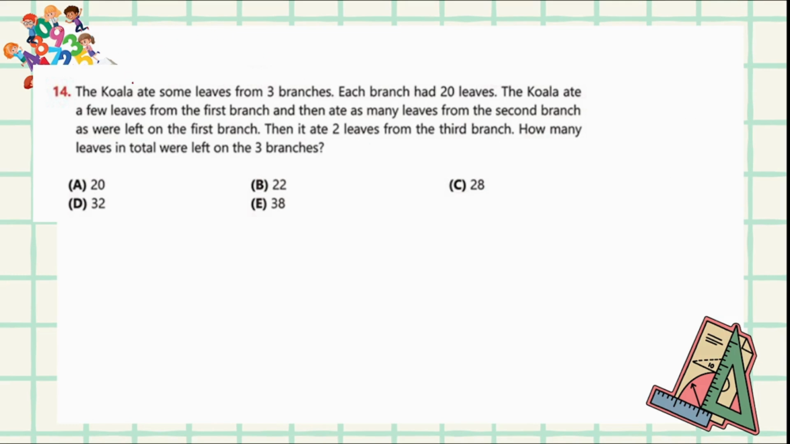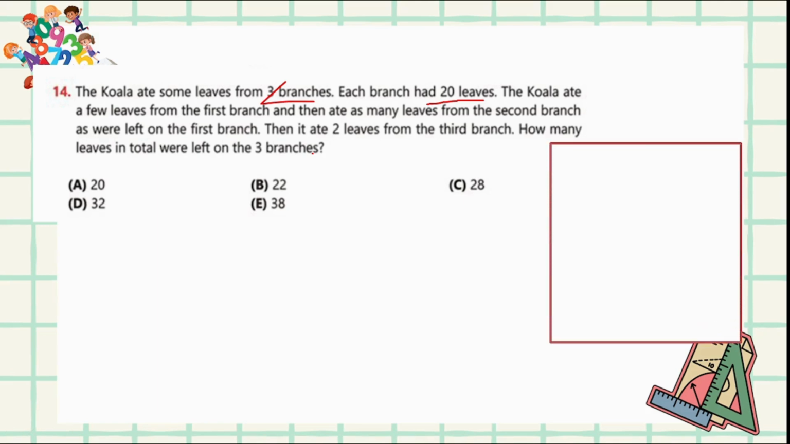Question number 14. The koala ate some leaves from 3 branches. Each branch had 20 leaves. The koala ate a few leaves from the first branch, then he ate as many leaves from the second branch as were left on the first branch. Then he ate 2 leaves from the third branch. How many leaves in total were left on the 3 branches after his lunch?